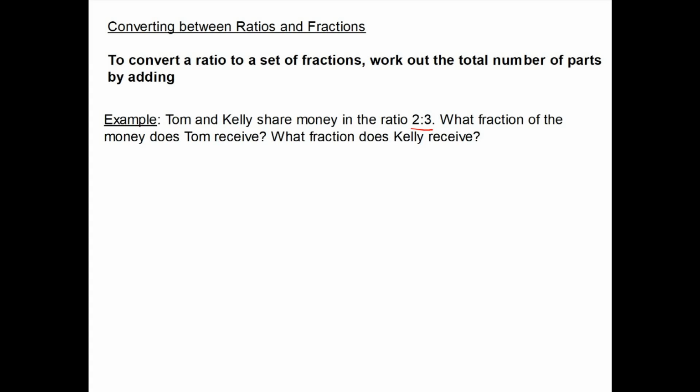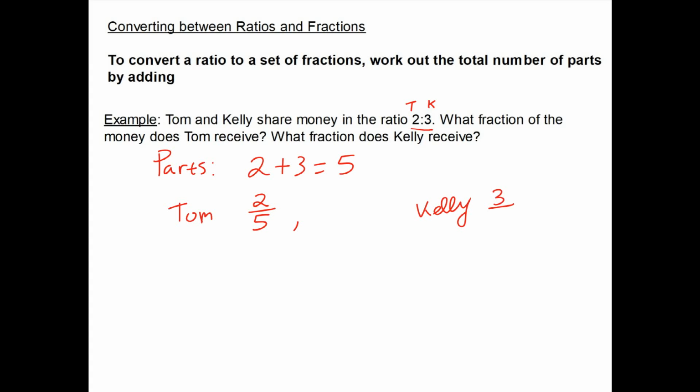To work out the answer to this question, I need to work out how many parts are represented in the ratio. Well, Tom gets 2 parts and Kelly gets 3. So the total number of parts is just 2 plus 3, which is 5. So I can say Tom gets 2/5, 2 out of 5, and Kelly gets 3/5, 3 out of 5 parts. So that would be the answer to that question.